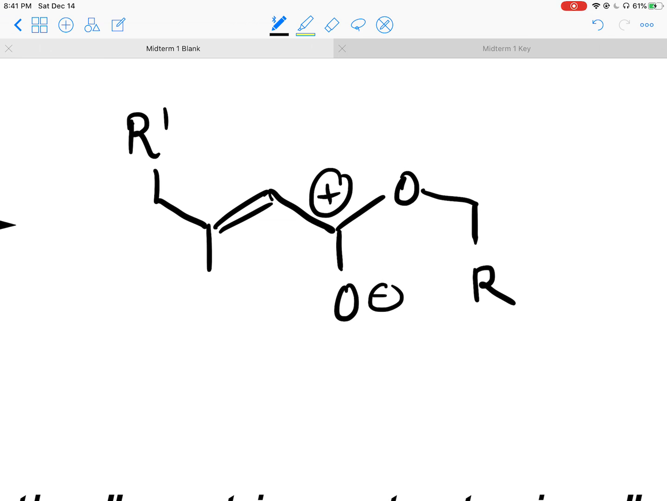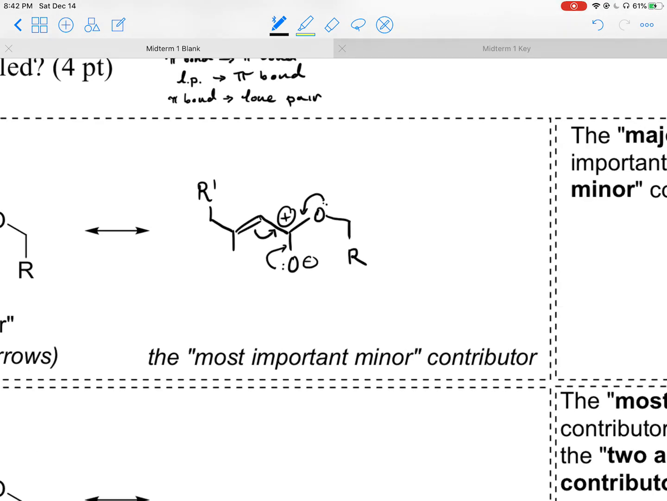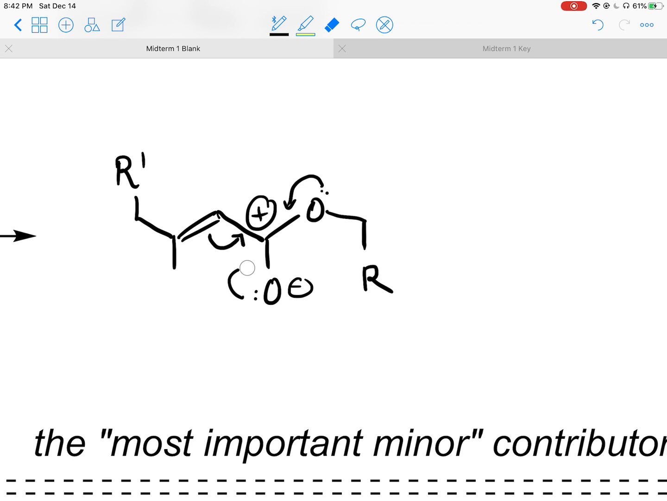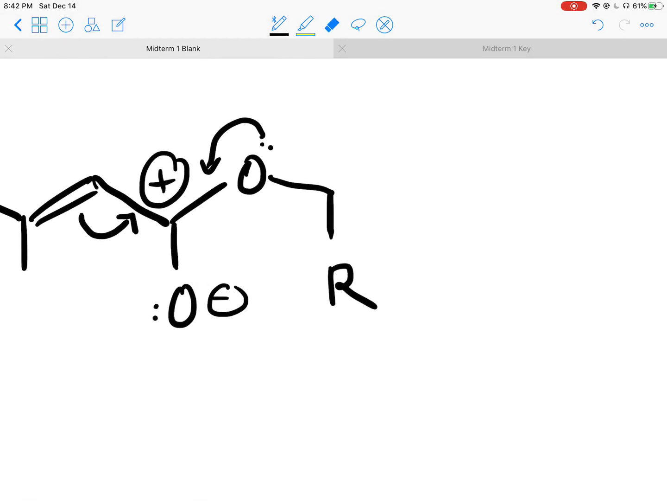But there are a couple ways that we could move this positive charge. We could move this pi bond here, or we could move 2 of the electrons onto here. Obviously, we could draw 2 of the electrons back onto here, but that just takes us back to the major resonance. So we're not going to consider that one. But we can do either of those. So let's start with one at a time.